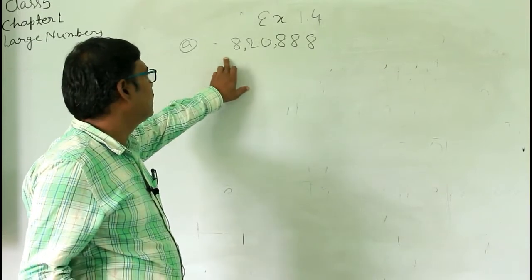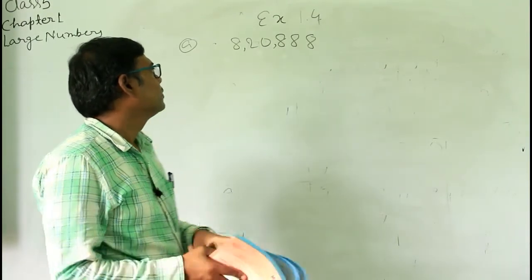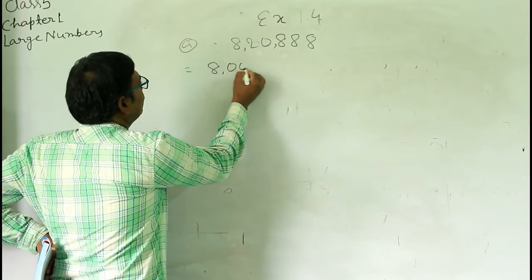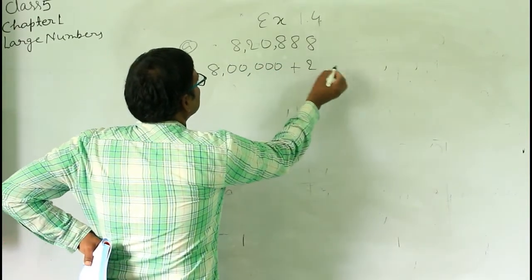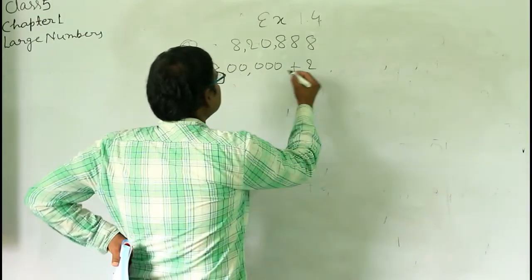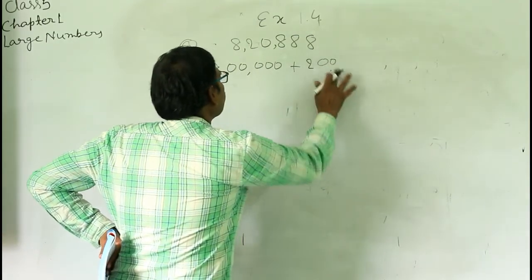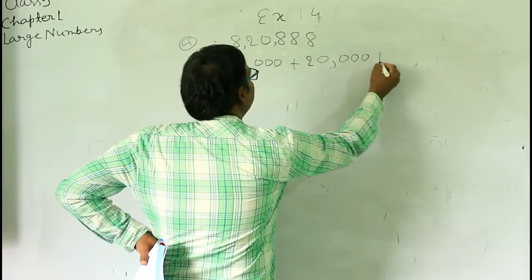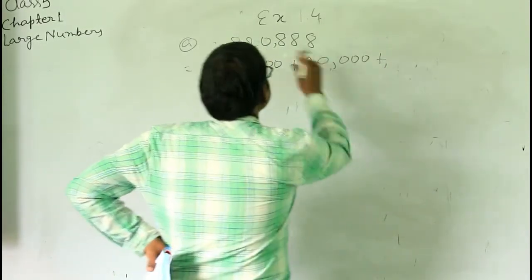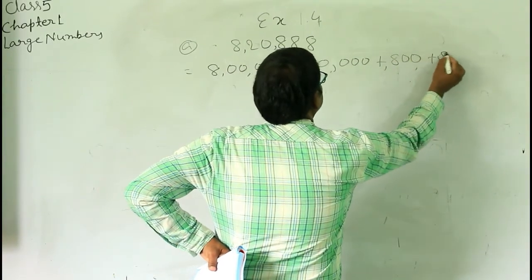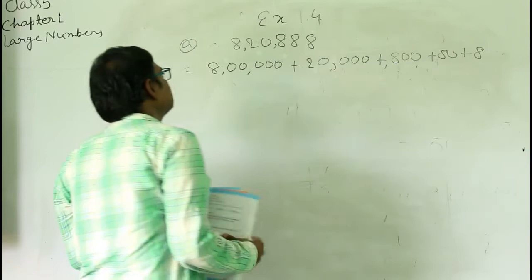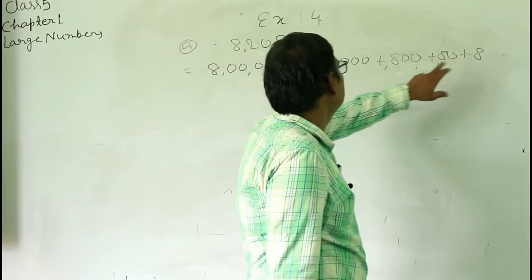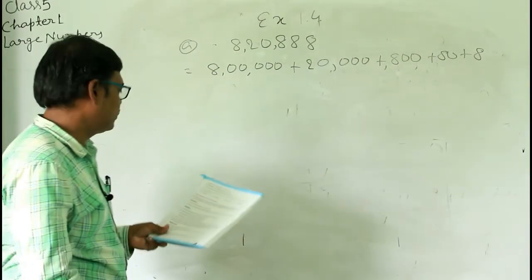This is the number 8,20,888. And when you expand, it will be 8 lakh plus 20,000, because here there are 3 zeros, so we will not write, and then you have 880 and 8. So this is the expanded form of this first question.